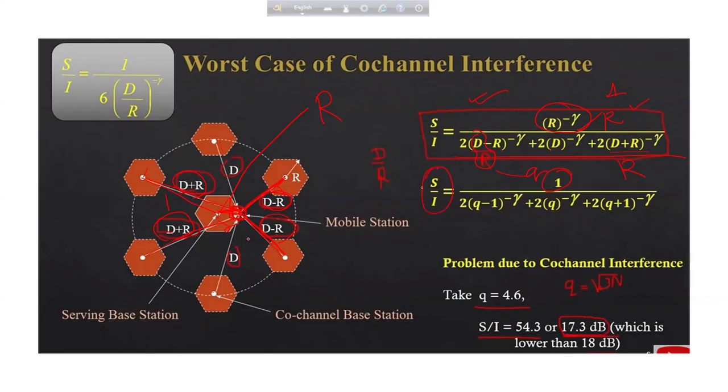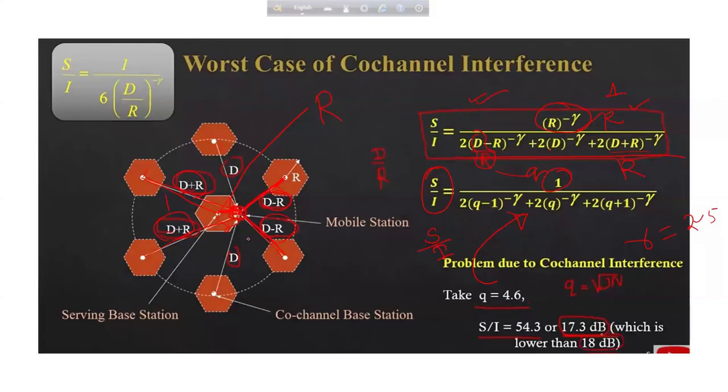Okay, now if we assume the value of q is equal to 4.6, then we can get the value of co-channel interference S by I as 54.3. If you put q equal to 4.6 in this equation, and you can take the value of gamma from 2 to 5, then you can get the co-channel interference like 54.3 or 17.3 dB, which is lower than 18 dB.